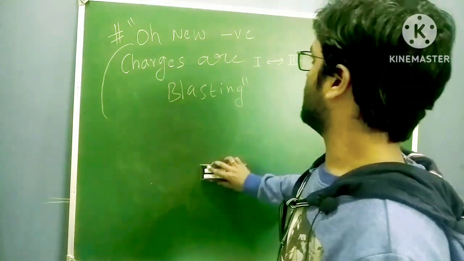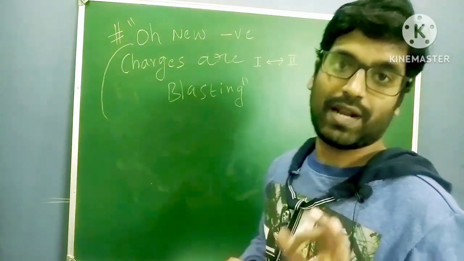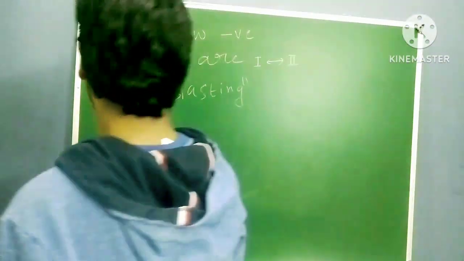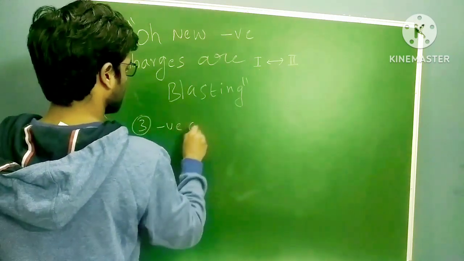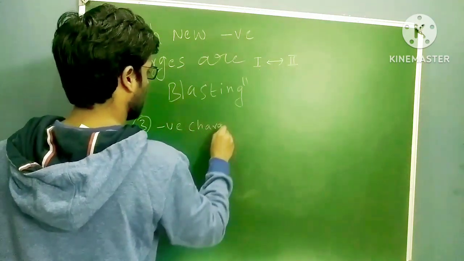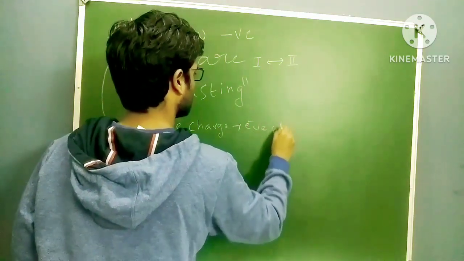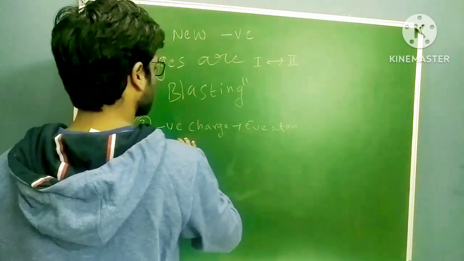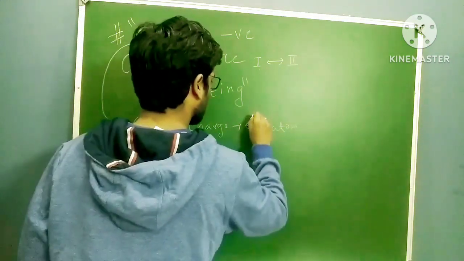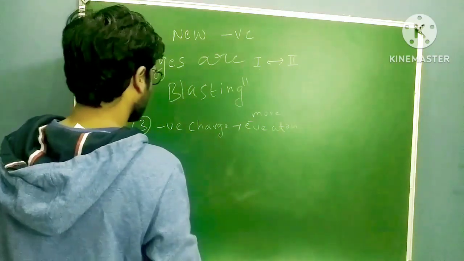After this, the third one: negative charge should be on the more electronegative atom. Positive charge should be on the less electronegative atom. Negative charge should be on the more electronegative atom. I will give you an example for this.